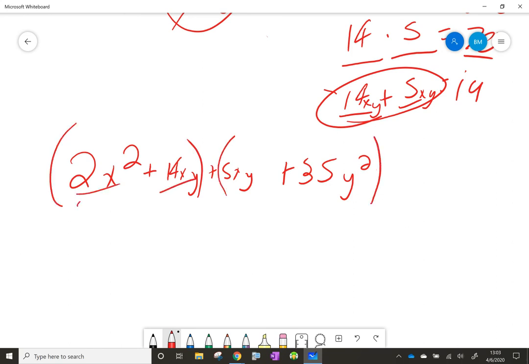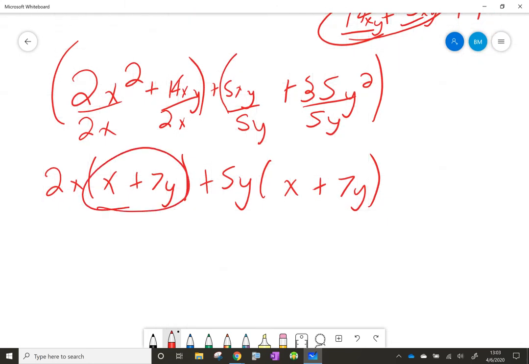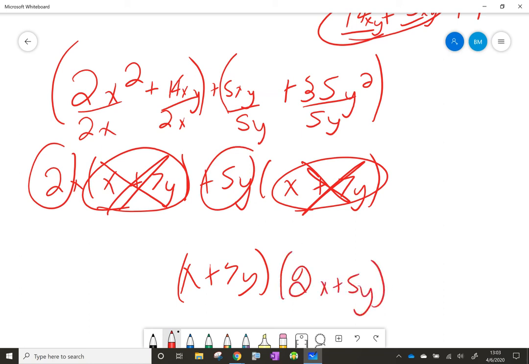So the first group can be divided by 2. Both have an x in it, so we'll factor out 2x. That leaves me with x plus 7y. The second group, both can be divided by 5, and both terms have a y in it, so we'll factor out 5y. And that'll leave me with an x plus 7y. And I still get my same two common factors, x plus 7y, and my last part being 2x plus 5y on the outside. So we still get our final answer.